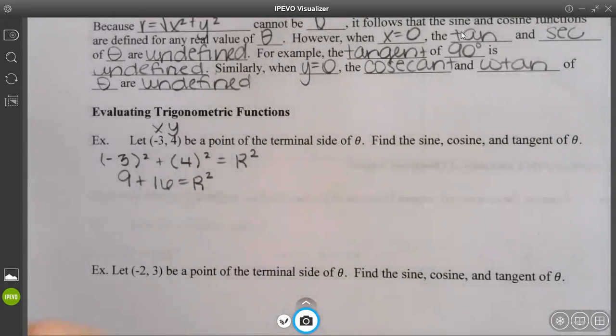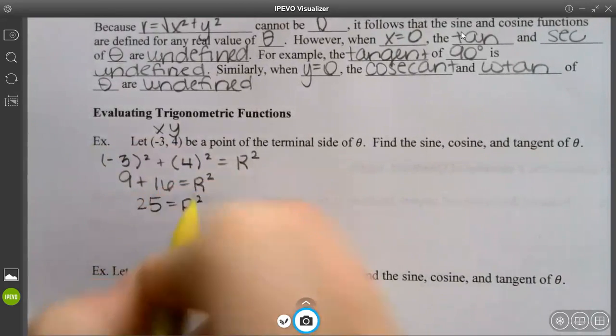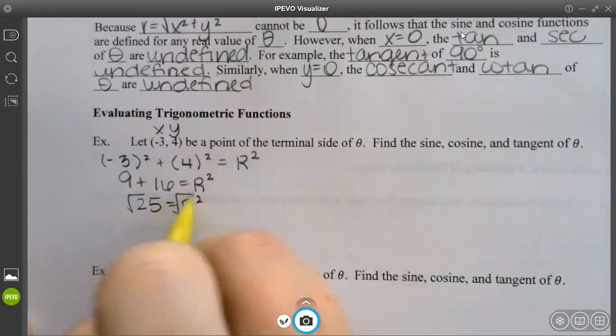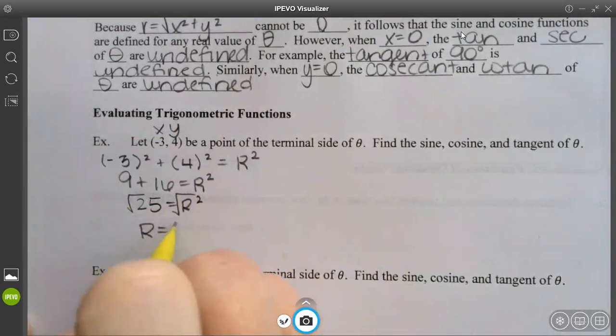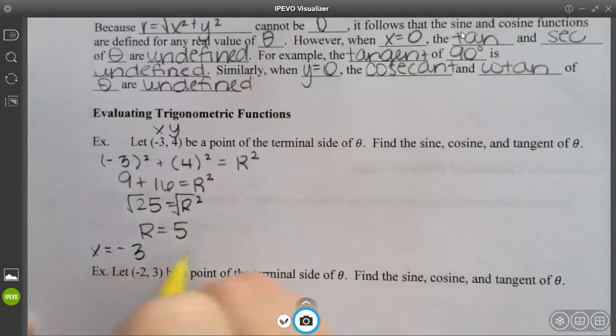9 plus 16 is 25. How do I solve for r? Square root of 25 is 5. So now we have x is -3, y is 4, and r is 5.